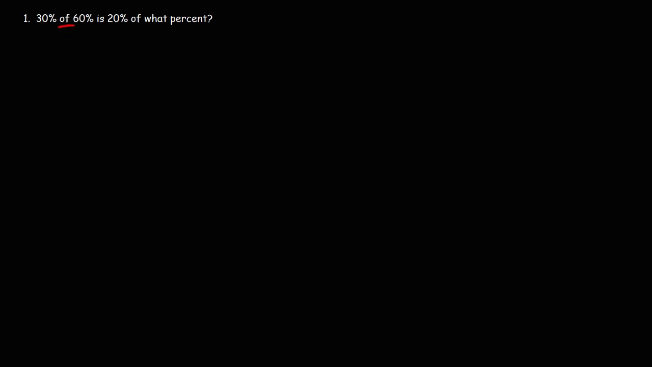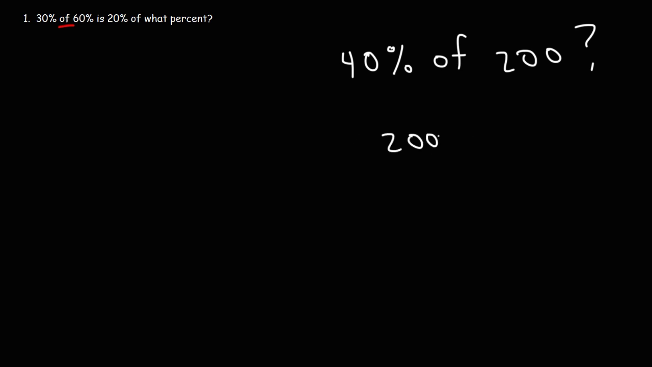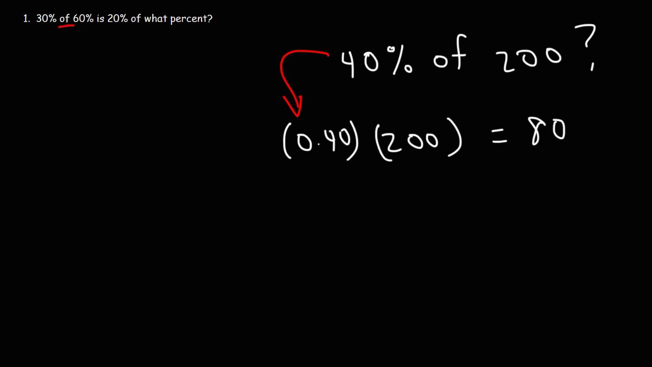So let's say we want to find the value of 40% of 200. What is 40% of 200? To get 40% of 200, all you need to do is multiply 200 by 0.40. 0.40 is the decimal equivalent of 40%. To change a percentage to a decimal, divide by 100, or you can move the decimal point 2 units to the left. So 0.4 times 200 is equal to 80. So 40% of 200 is 80.